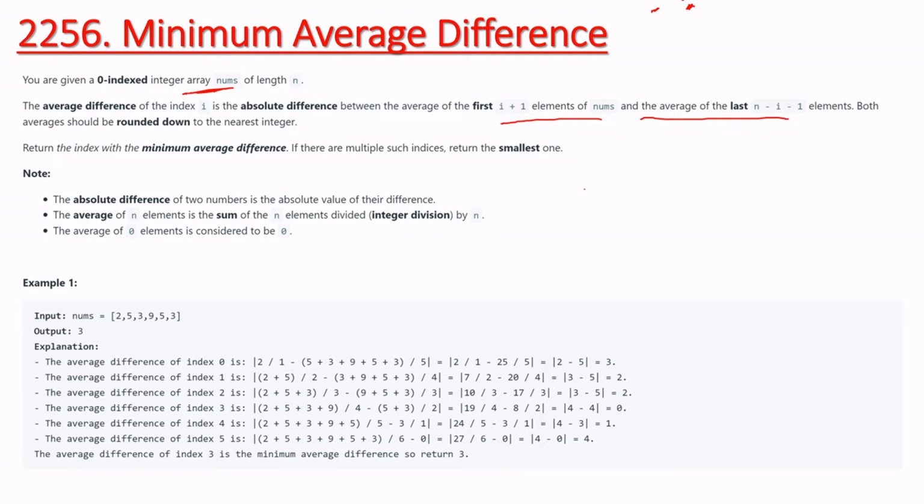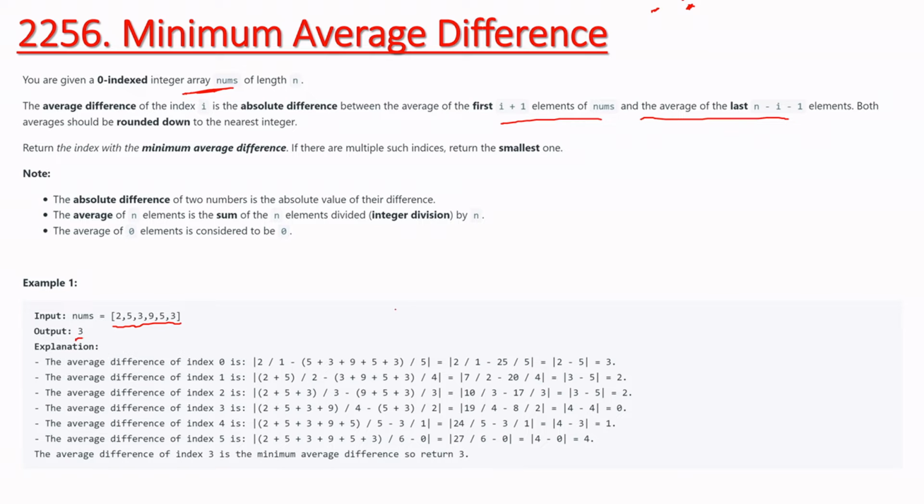So first we will understand this problem. We have been given an example here in which this is the array, 2 5 3 9 5 3. So how do we find the difference, and why is this output 3?